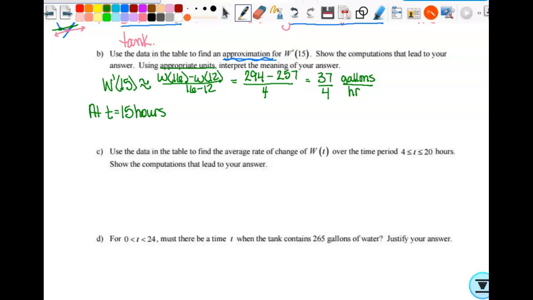Now, does this tell us how much water is in the tank? No, it tells us the rate at which something is happening. So at t equals 15 hours, water is flowing into the tank. I'm just using the words from the question. Flowing into the tank.